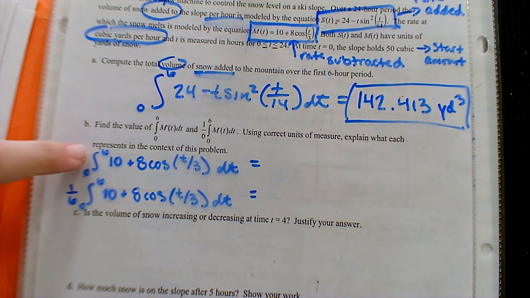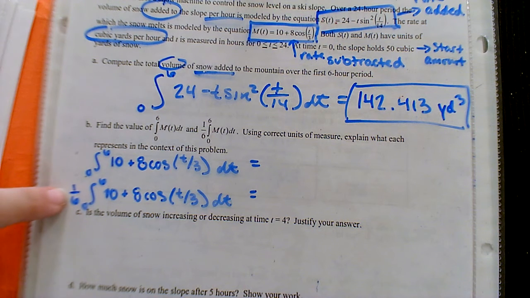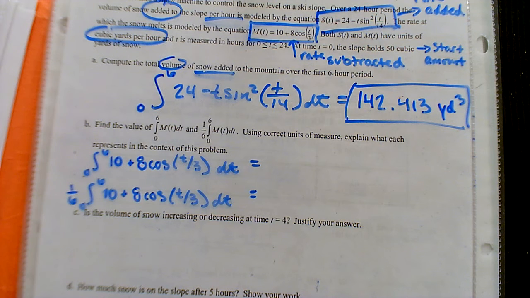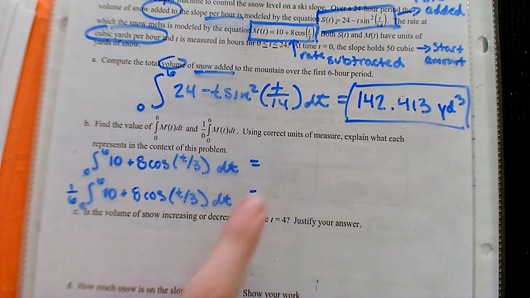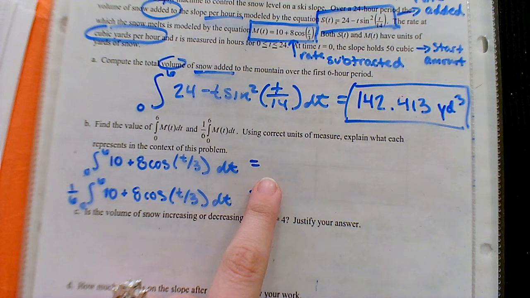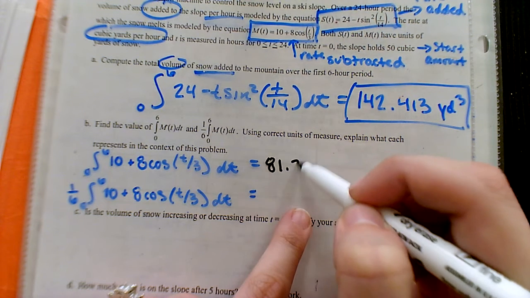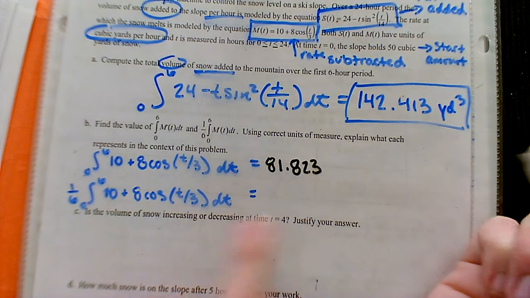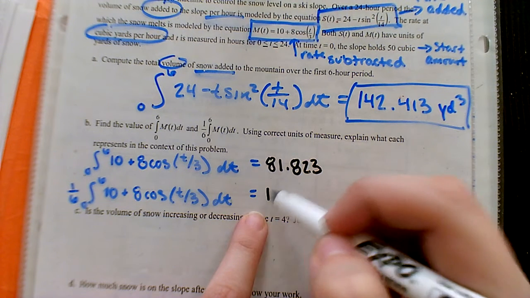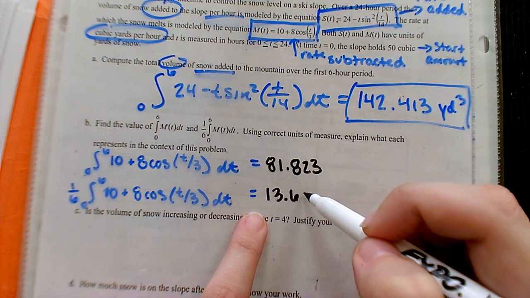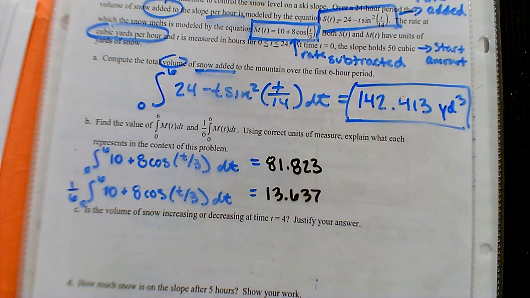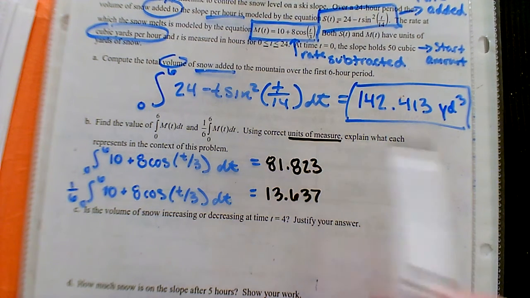Actually, once you find the first one, it's really easy to find the second one because you just divide it by 6 or multiply by 1/6, whatever you want to do. Did anyone get the first one? Just the regular integral from 0 to 6? Okay. And then if you divide that by 6, you should get the other one? 13.637. Say it again? 37? Okay.